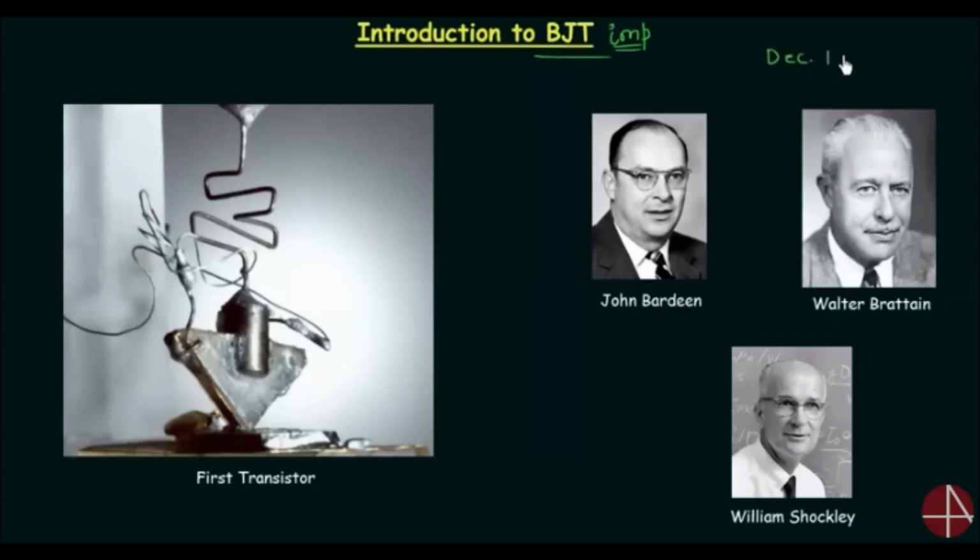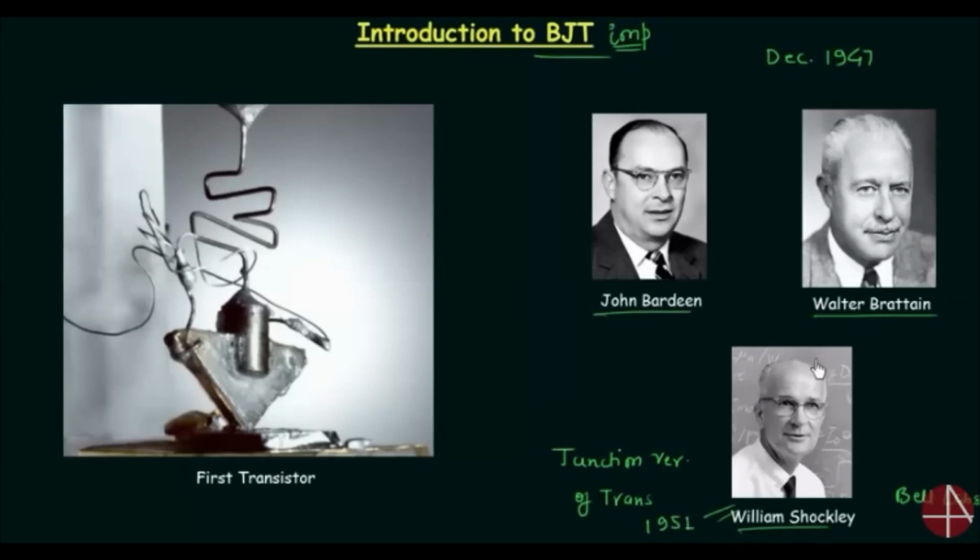The transistor was invented in December 1947 by the team of John Bardeen, Walter Brattain, and William Shockley at Bell Labs, USA. The head of the team was William Shockley, and later he invented the junction version of the transistor in 1951.